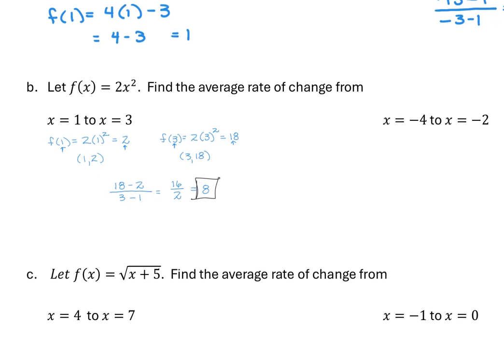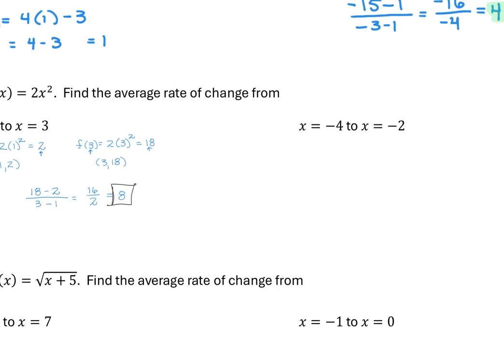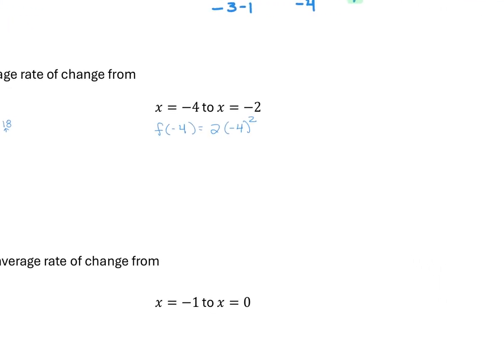All right, let's come to example B. Same thing. If we plug in -4, we get f of -4 is equal to 2 times -4 squared. If we square -4, we get positive 16. Notice here you do need the parentheses when you plug in the negatives. And so -4 squared is positive 16, and if we multiply it by 2, we get 32.